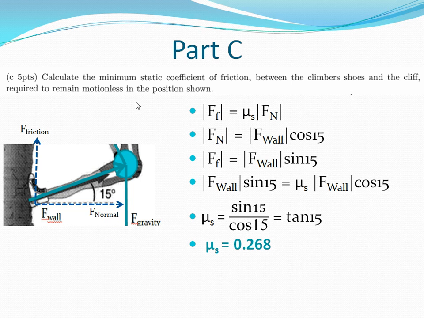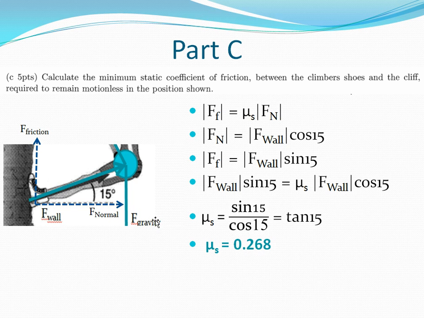The last part of the problem asks to calculate the minimum static coefficient of friction between the climber's shoes and the cliff in order to make sure that this climber stays in the same position. The basic equation for the force of friction is equal to the coefficient of static friction times the normal force. The normal force in this case is the x component of the wall force, and the friction force is equal to the y component of the wall force.